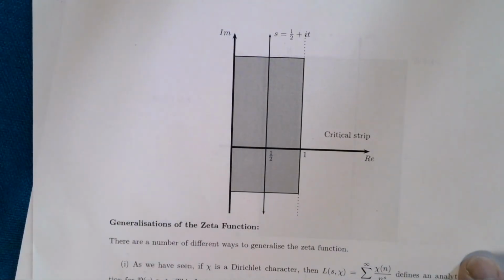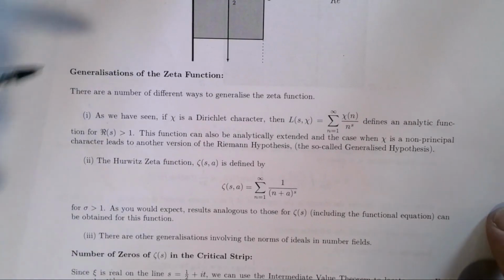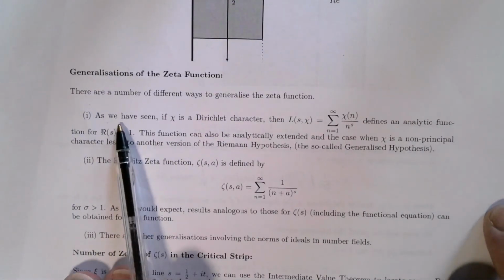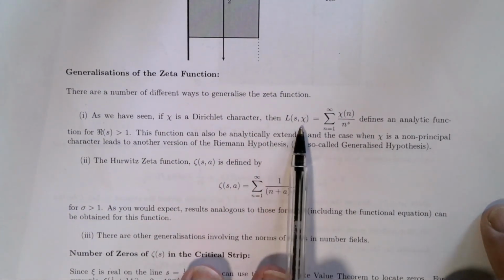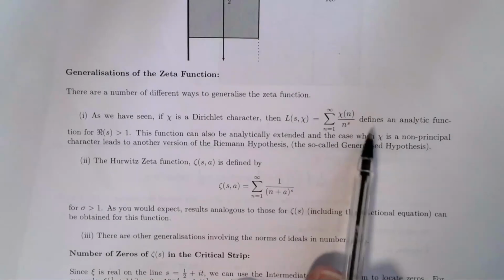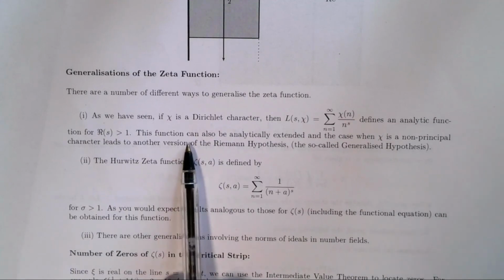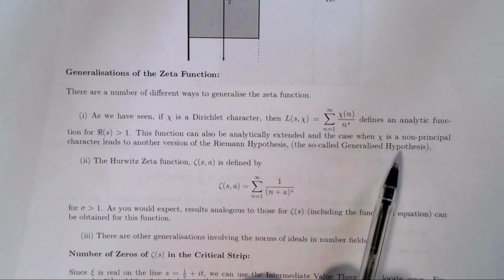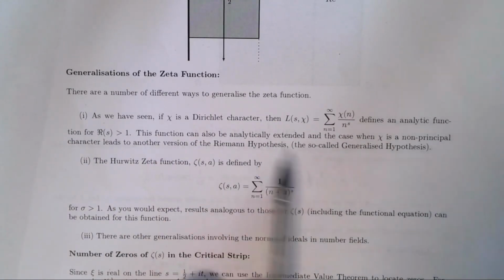Well, before we come to counting the number of zeros and trying to get some handle on this, I just mention a couple of generalizations of the Riemann zeta function. It's been generalized in lots of different ways. One way, of course, is we've seen before that if you've got a Dirichlet character, then you construct these L functions, which are generalizations of the zeta function. And we've seen before this defines an analytic function for the real part of s bigger than 1. This function also can be analytically continued, and in the case where chi is a non-principal character, it leads to another version of the Riemann hypothesis, the so-called generalized Riemann hypothesis.